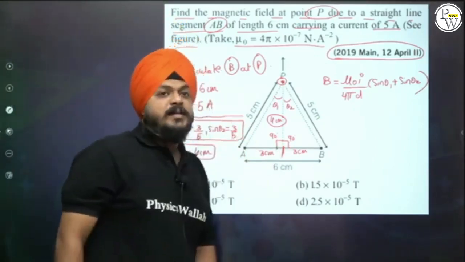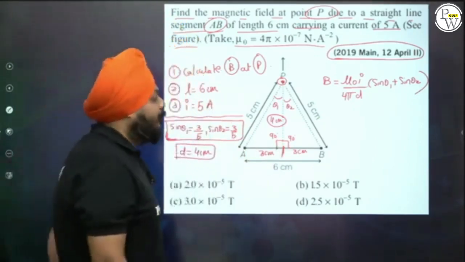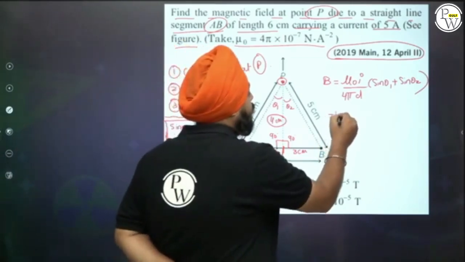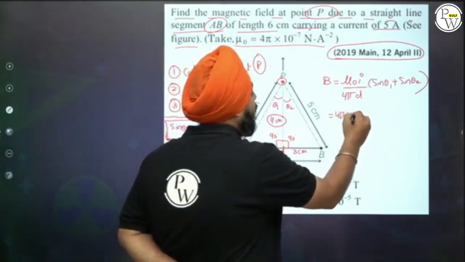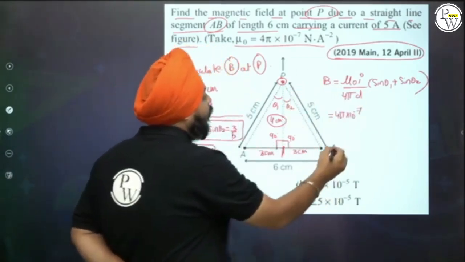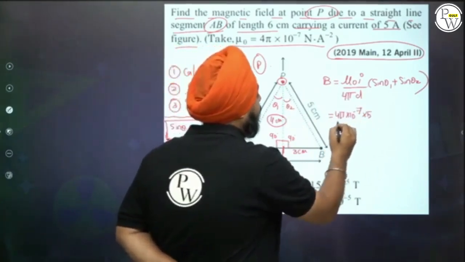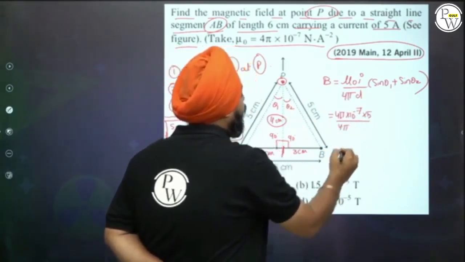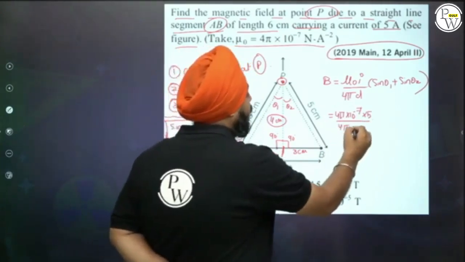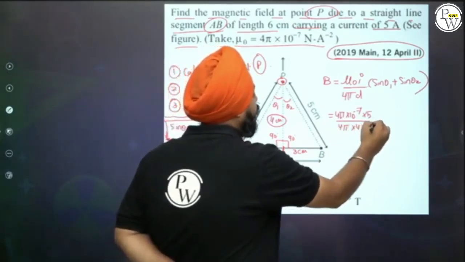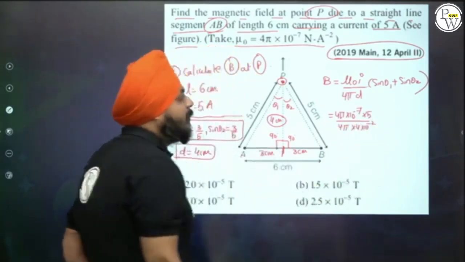So B is equal to mu 0 I by 4 pi d. So mu 0 by 4 pi is 10 to the power minus 7. What is the amount of the current flowing? That is 5 ampere, whole divided by the perpendicular distance d, which is 4 into 10 to the power minus 2. Actually it is in centimeters, so we have written it in meters.